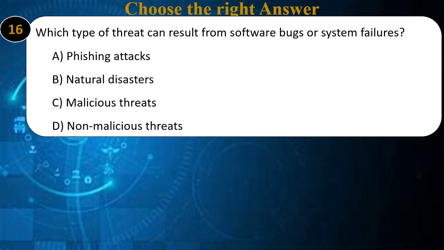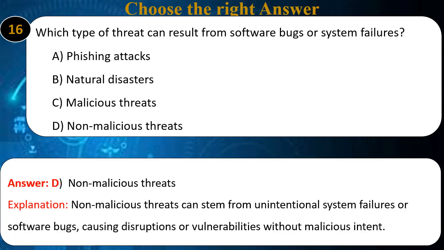Question number 16. Which type of threat can result from software bugs or system failures? A. Phishing attacks. B. Natural disasters. C. Malicious threats. D. Non-malicious threats. The answer is D. Non-malicious threats. While software bugs and system failures can be exploited by malicious actors, their primary origin lies in unintentional issues.